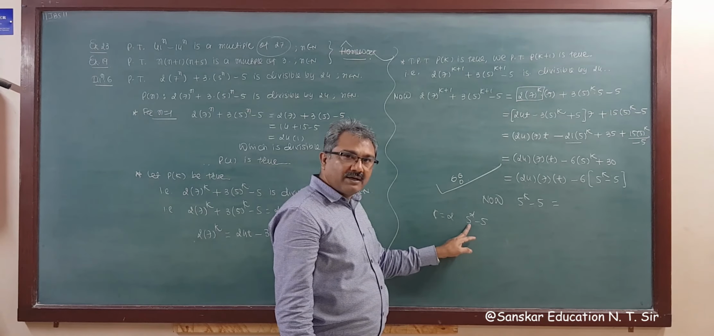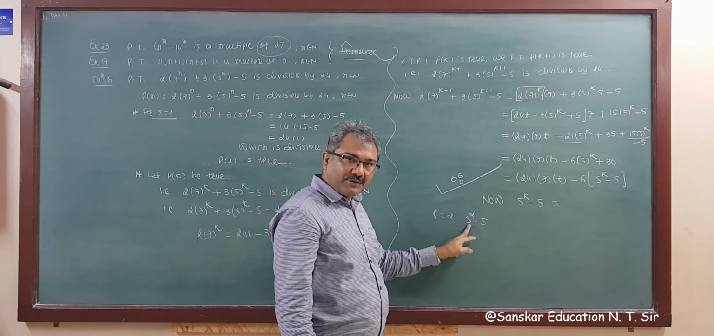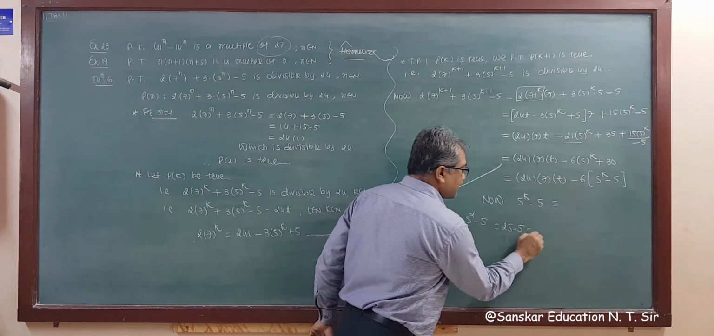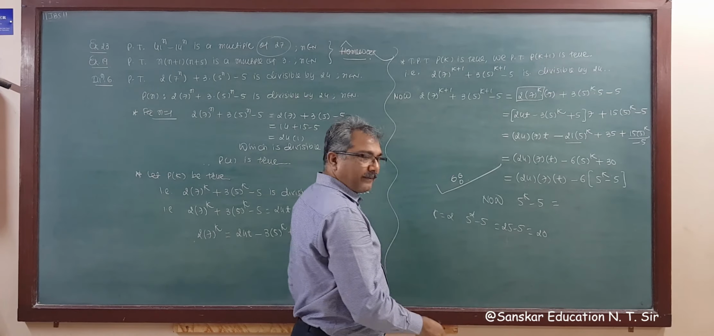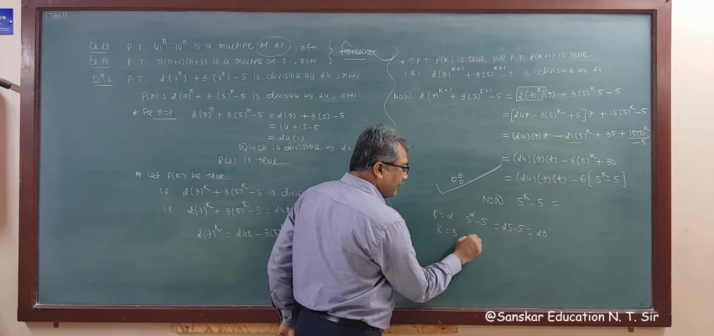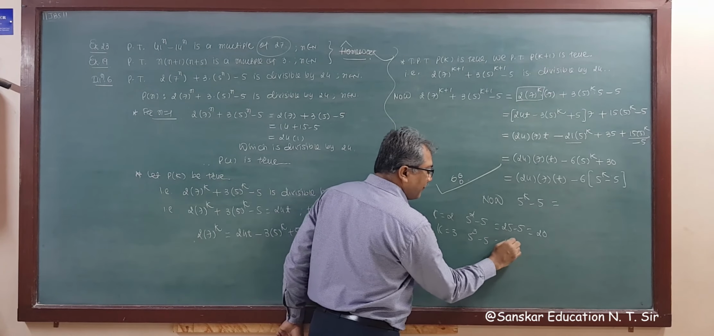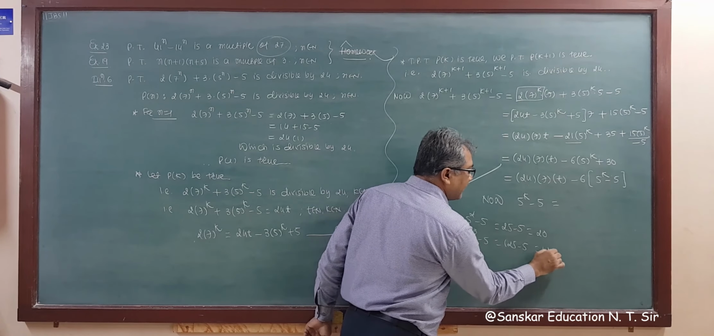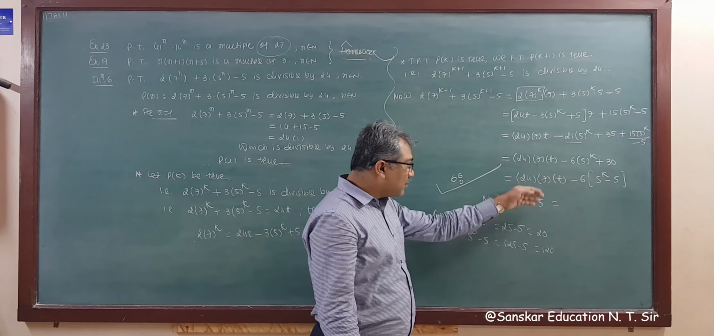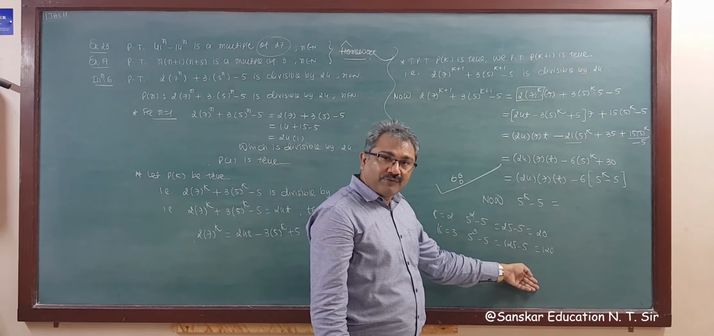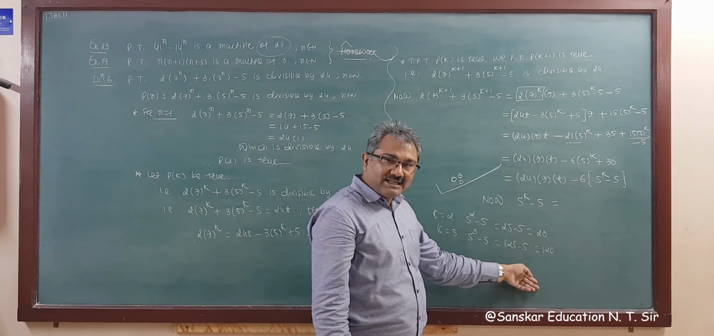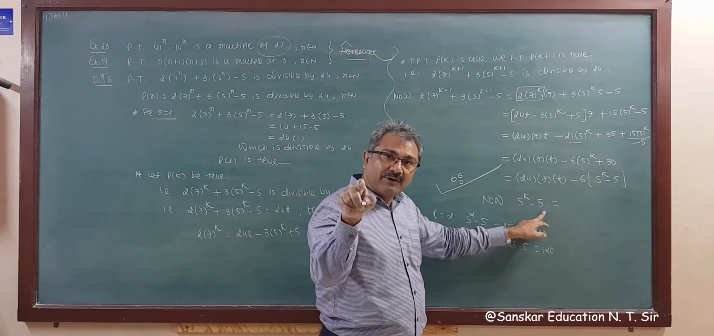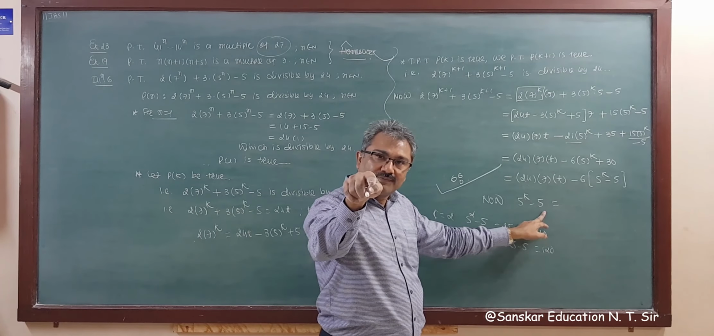5 square is 25, minus 5, that is 20. k equal to 3, 5 cube minus 5, 125 minus 5, that is 120. So all these numbers are divisible by 4. That is, 5 raised to k minus 5 is divisible by 4.